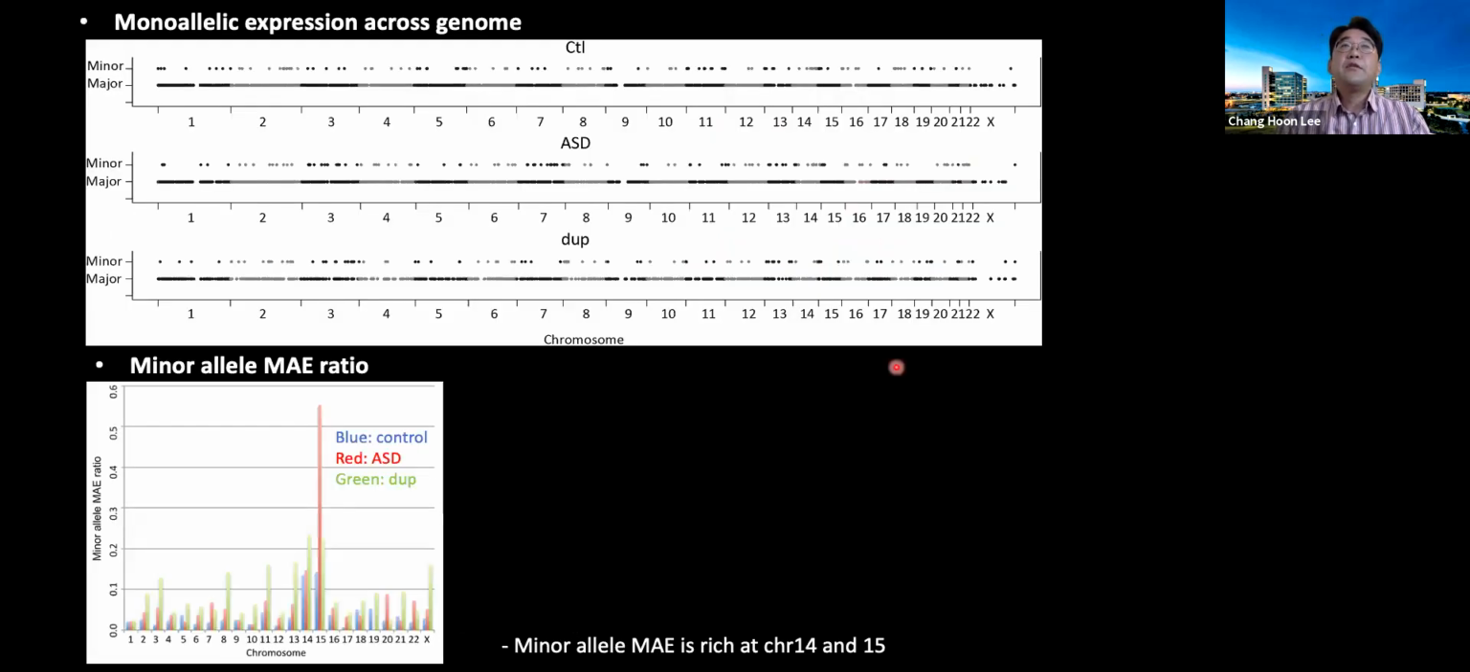When we look at the distribution of monoallelic expression across the genome, the minor allele monoallelic expression is here and the major allele monoallelic expression is at the bottom. It's spread all over the genome, but when we make this figure, the minor allele monoallelic expression ratios are very high at chromosomes 14 and 15. It's interesting: not the other places, only these two places are extremely high compared to the others.